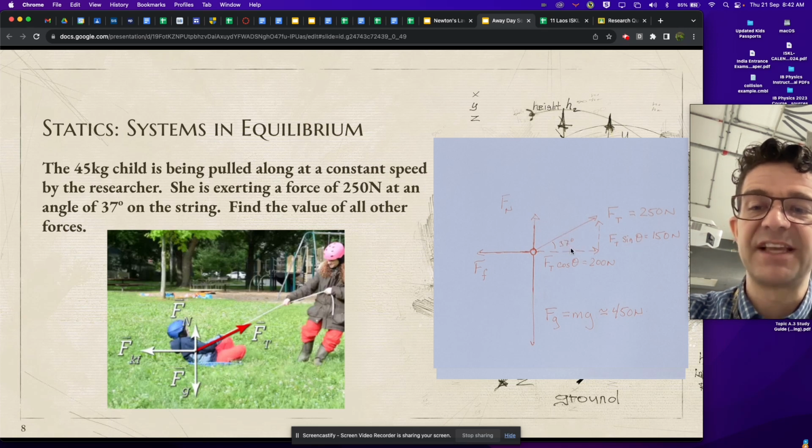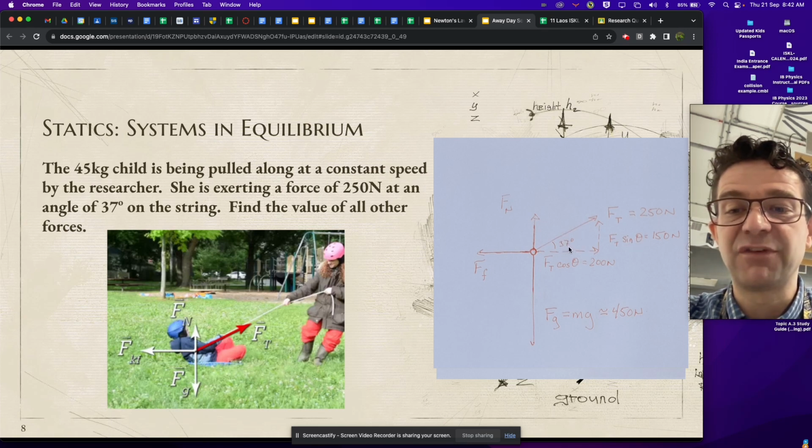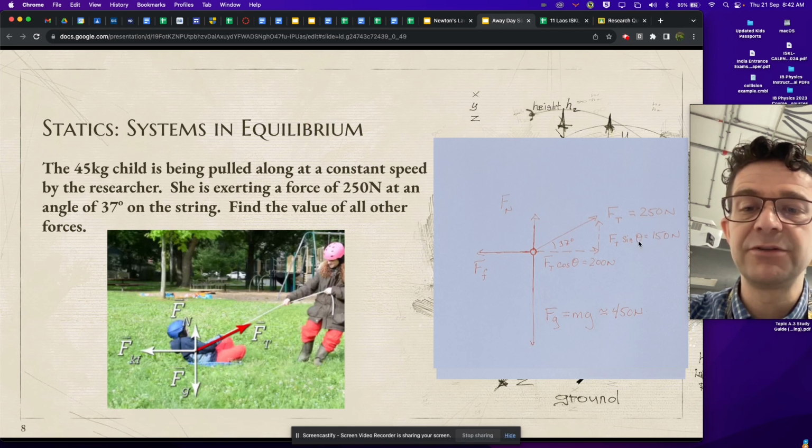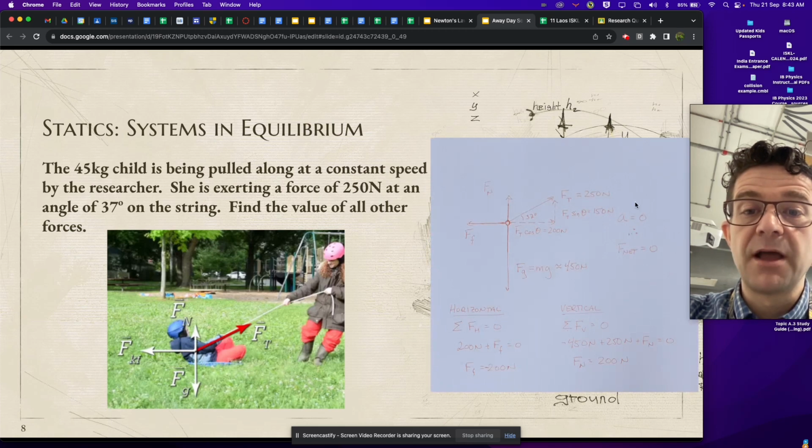I remember that 37 degrees is that special angle with a 3, 4, 5 right triangle. So 5 times 50 newtons, 4 times 50 newtons, and 3 times 50 newtons gives me an upward force of 150 newtons and a rightwards force of 200 newtons. Still nothing about the normal and frictional force, but the next step is to think about Newton's second law.